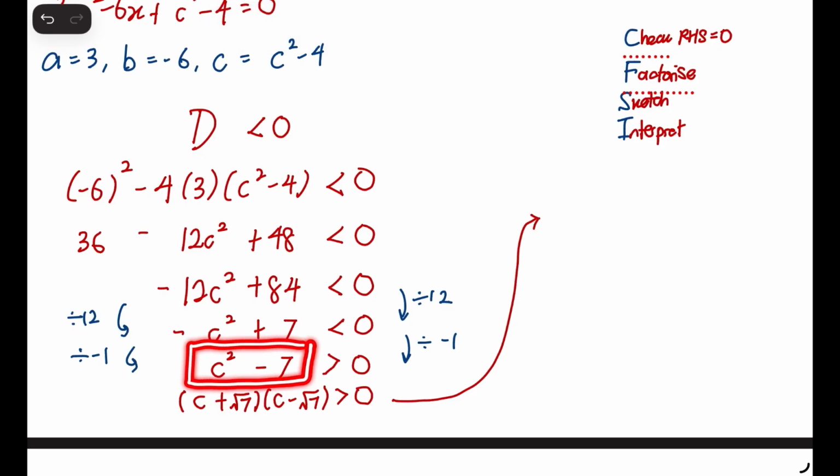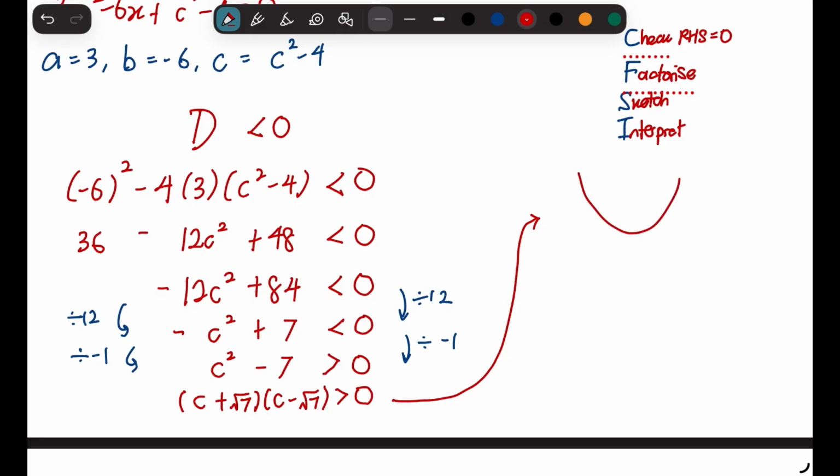C squared minus 7 is a smiley face graph. The two intercepts, if I were to equate this equal to 0, I'll get negative root 7 and root 7. So therefore, by this inequality here, this inequality more than 0, it means above the x-axis. I highlight the part of the graph that is above the x-axis. Therefore, the final answer to this question is that c is strictly less than negative root 7 or c is greater than root 7.